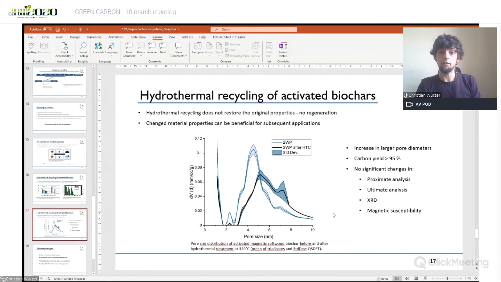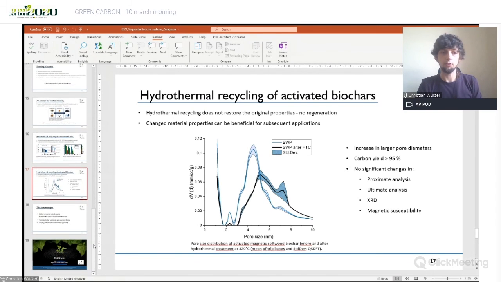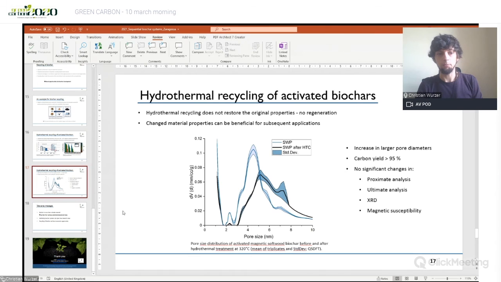And interestingly, the other parameters are almost the same. So we have a really high carbon yield. We get over 95% of the carbon we put in the hydrothermal reactor back as a solid. And there are no significant changes in other properties, proximate analysis, ultimate analysis, and so on. So what I want to show here is just that we can develop a lot of recycling technologies that actually are beneficial or give us changing material properties that we can then match to other applications.